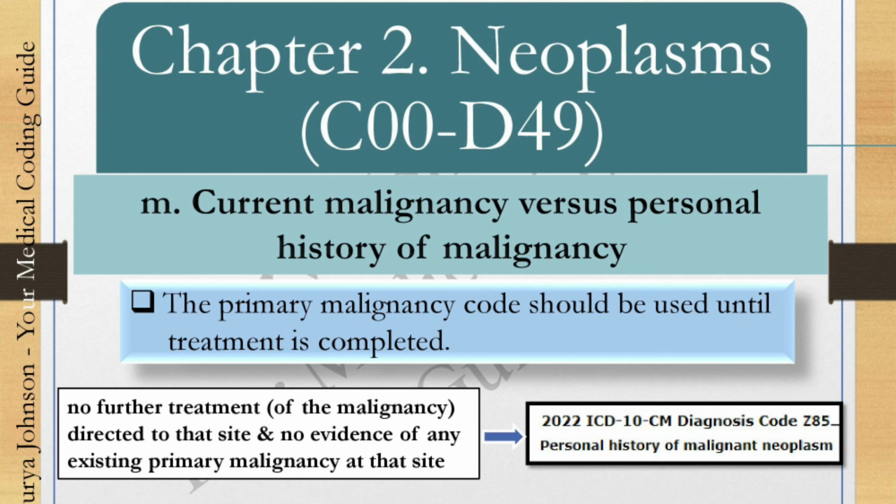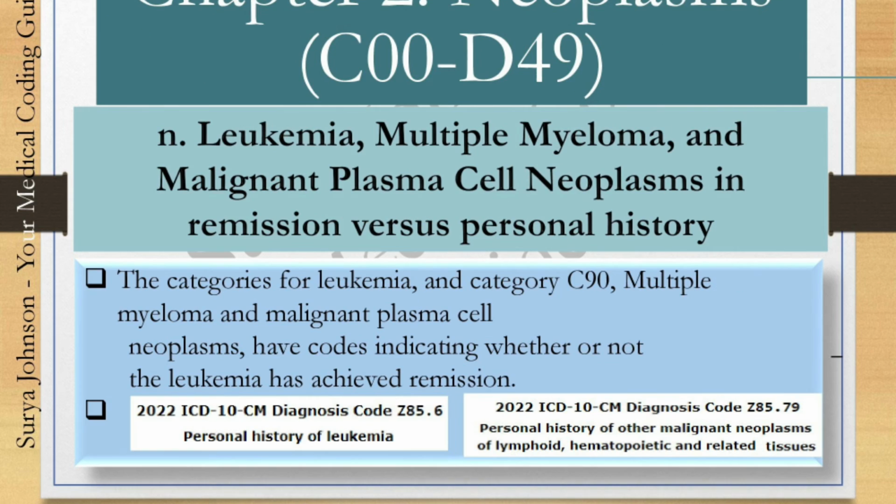Otherwise it's the same. The next one is N, leukemia, multiple myeloma and malignant plasma cell neoplasms in remission versus personal history. So what is remission?